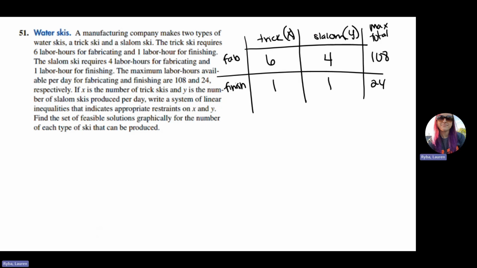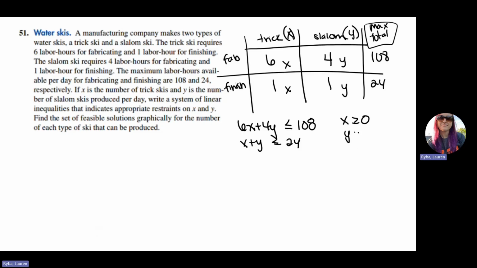All right, so we've worked with real world problems where we move the data into a table and then turn it into our equations. Now, in this case, it's going to be inequalities though, because I cannot go above this because it is my maximum. So if I put these X and Y's in here, 6X plus 4Y, my maximum is 108, so less than or equal to 108. Second equation, X plus Y less than or equal to 24. Because we are working with real world problems, X has to be greater than or equal to 0, and Y must also be greater than or equal to 0.